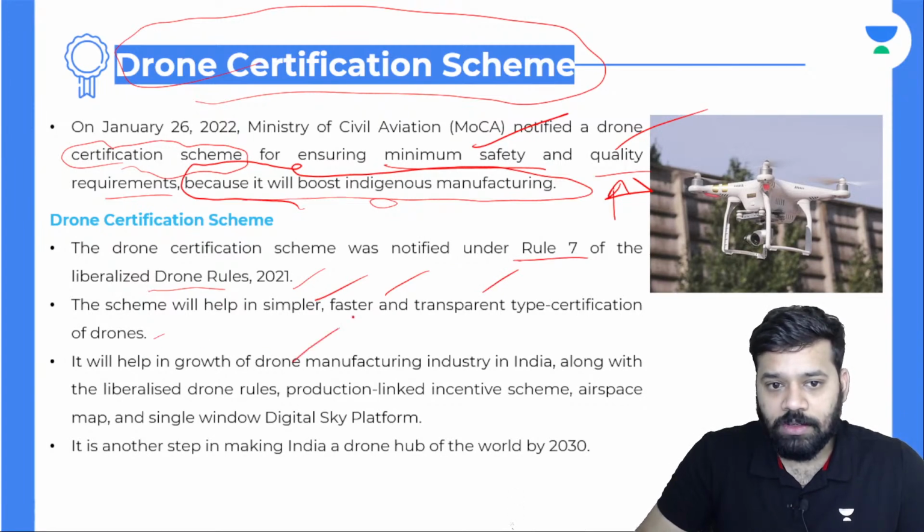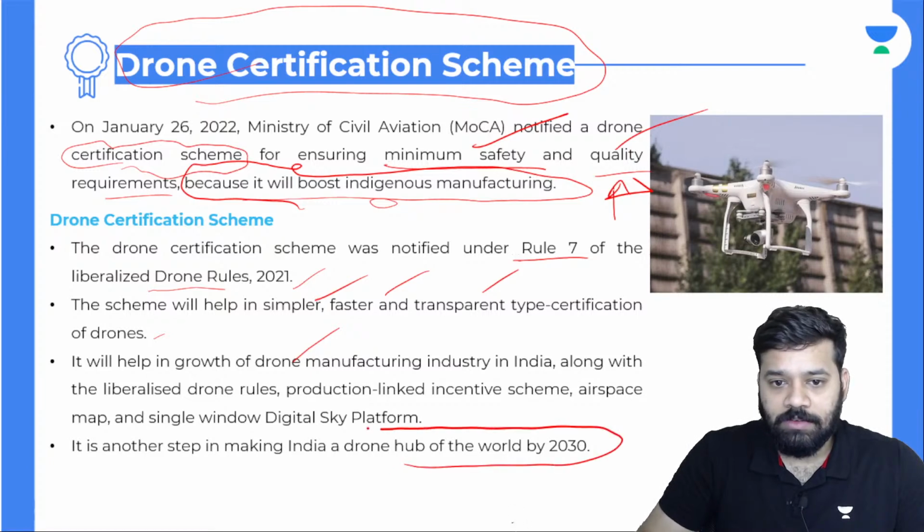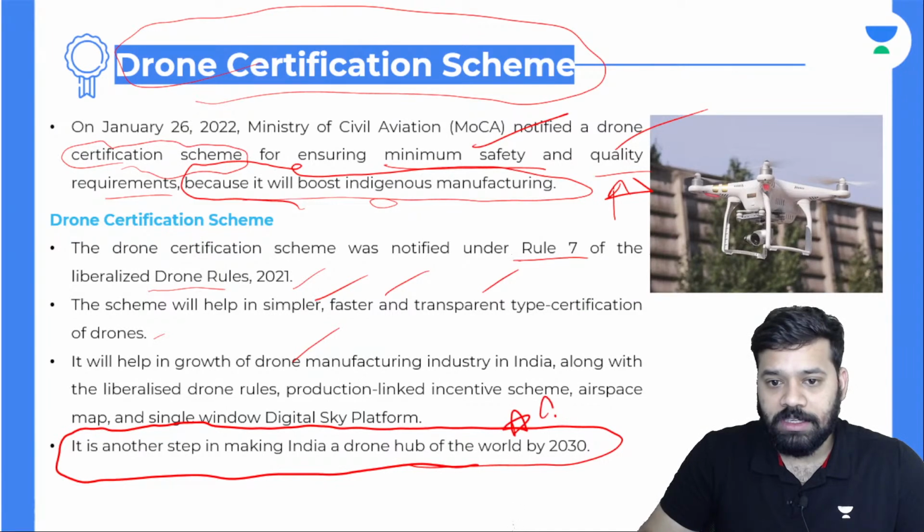It will help in growth of drone manufacturing industry in India, along with the liberalized drone rules, production linked incentive scheme, airspace map, and single window digital sky platform. It is another step in making India a drone hub of the world by 2030. So the plan is to make India drone hub of the world by 2030, which is an important thing to be noted.